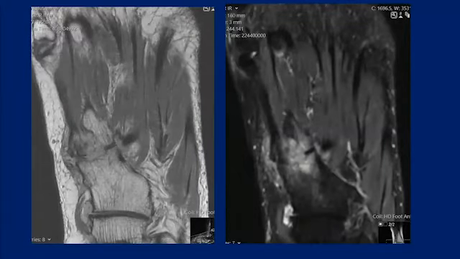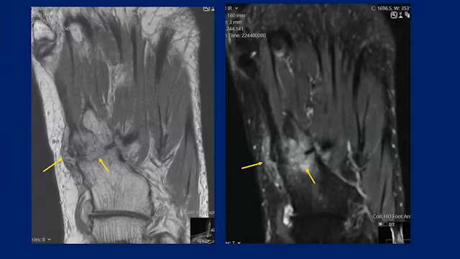We can see small structures of the midfoot and forefoot with MRI. These are two coronal images of the midfoot. Patient was having lateral sided pain. There was some concern for an inflammatory arthropathy. Next slide.